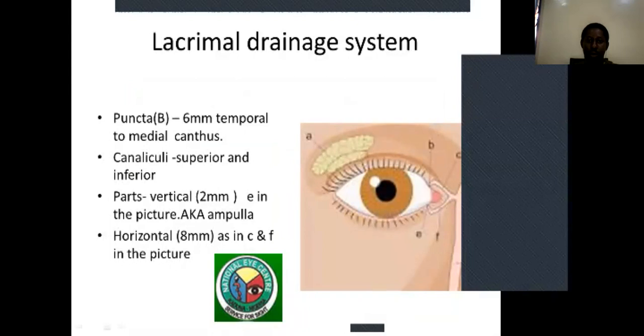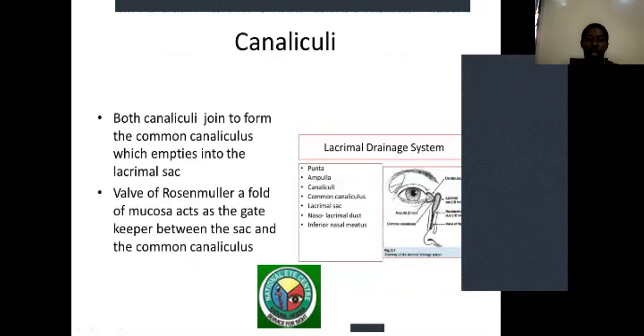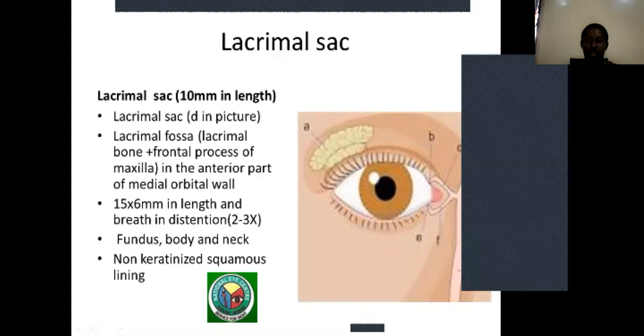The canaliculi are made up of a vertical part, which is also known as the ampulla, about 2 mm, and then the horizontal part, which is 8 mm, as depicted in the picture. Both canaliculi join to form the common canaliculus, which is somewhere here in this picture, and which empties into the lacrimal sac. There is a gate valve, the valve of Rosenmüller, preventing the contents of the sac from emptying back into the common canaliculus once tear drainage has started.